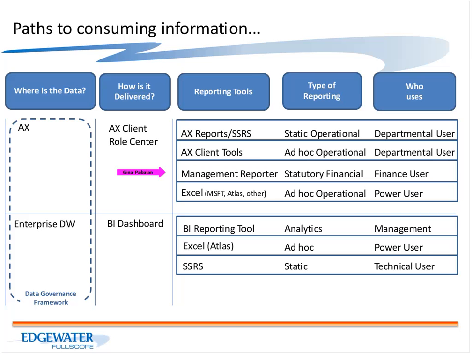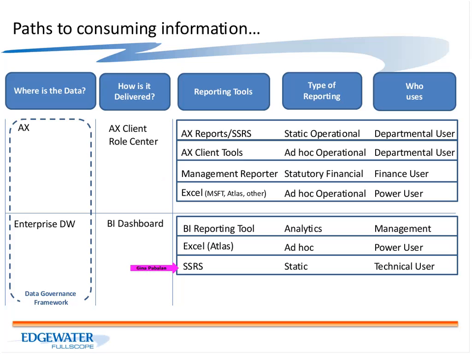So you can kind of see the types of reporting and who might use those types of tools. And then you've got your dashboards, right? You've got a BI reporting tool for analytics. Again, you could use Excel, either as a Power BI tool or through an add-in like Atlas that goes directly off of your enterprise data warehouse instead of AX. You've got SSRS as a reporting tool. And you, again, kind of see the types of reporting and who might use that report.